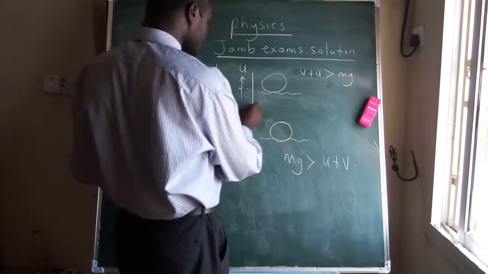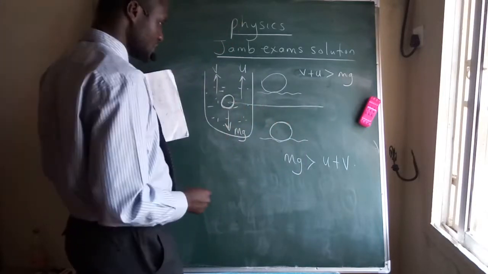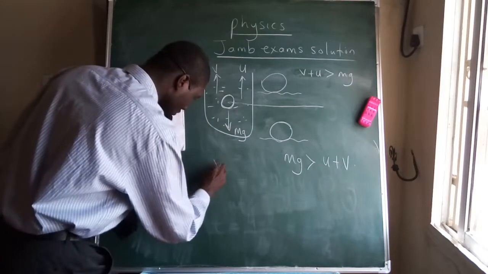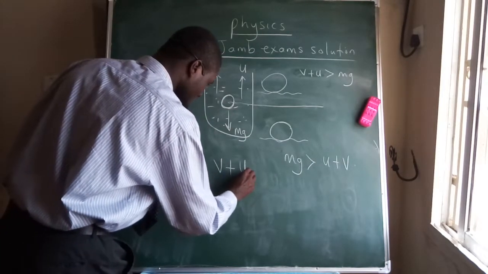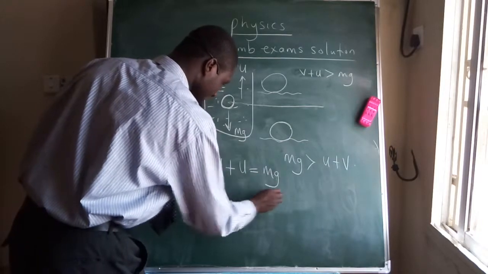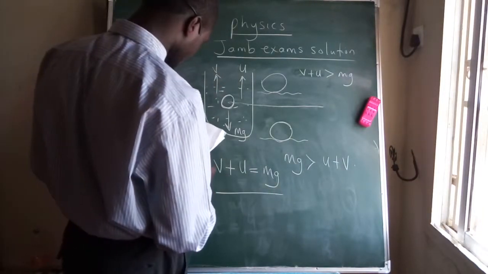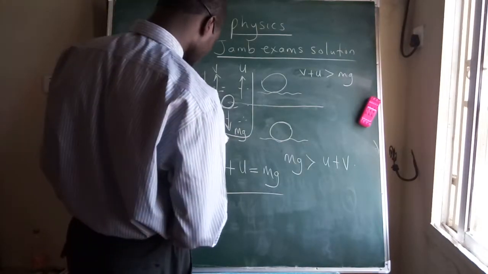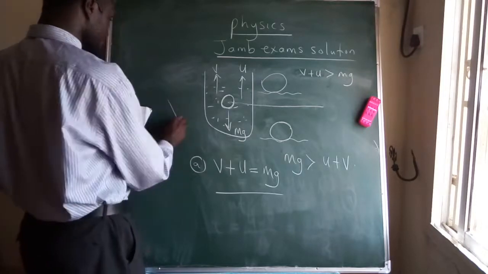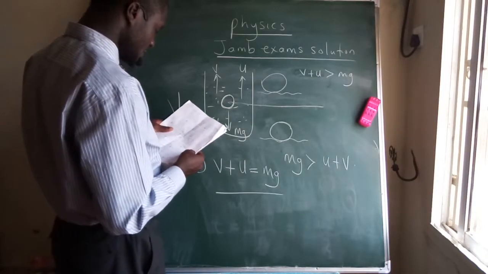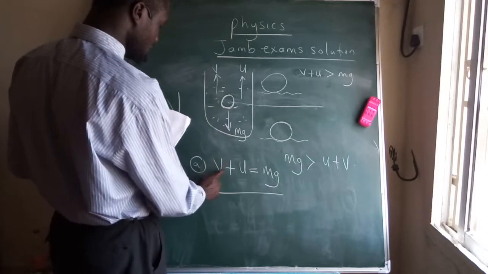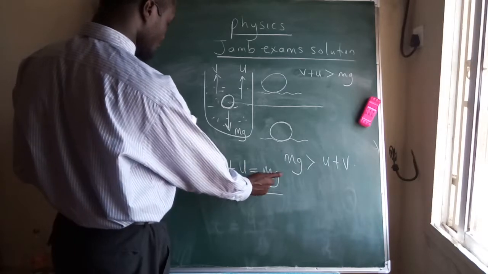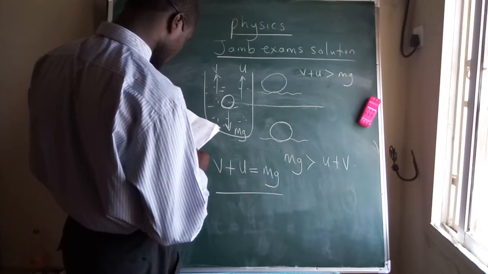But when this object remains in the middle of the liquid, meaning within the liquid, it means the viscous force plus the upthrust force is equal to the weight of the body. And this is option A. So the answer is option A. From the diagram above, at terminal velocity, which is V naught, the three forces are related by the expression V plus U is equal to mg. Viscous force plus upthrust is equal to the weight of the object inside the liquid.